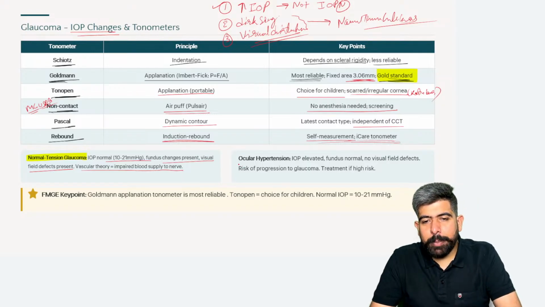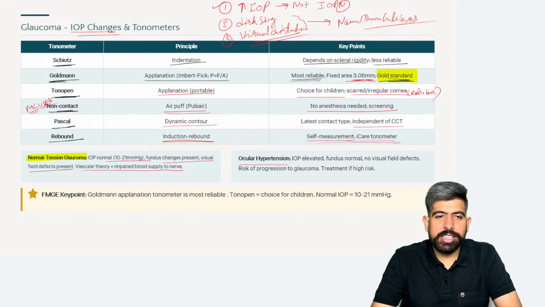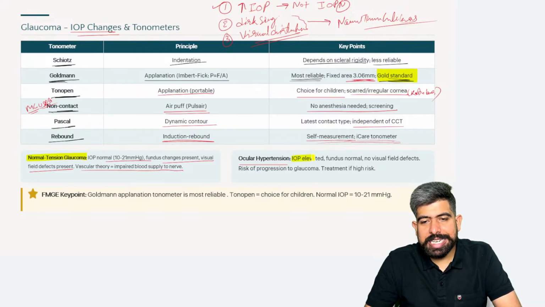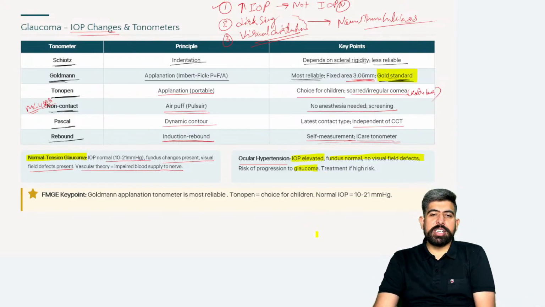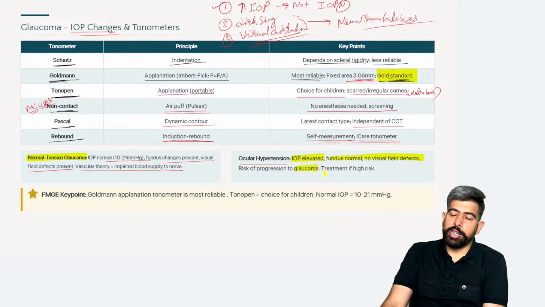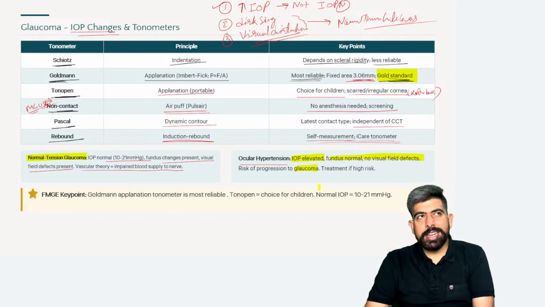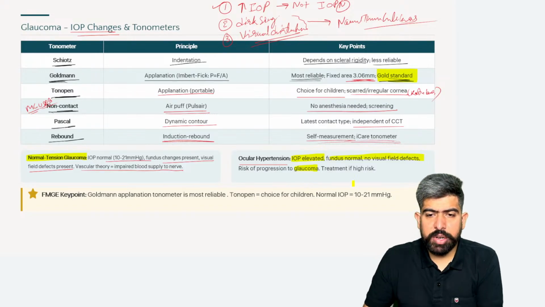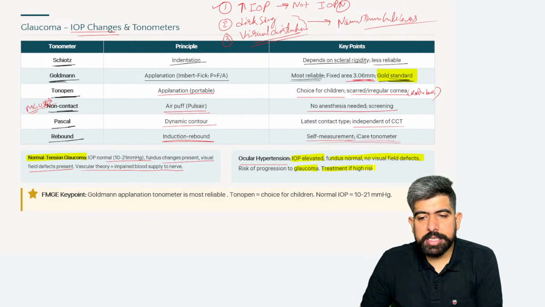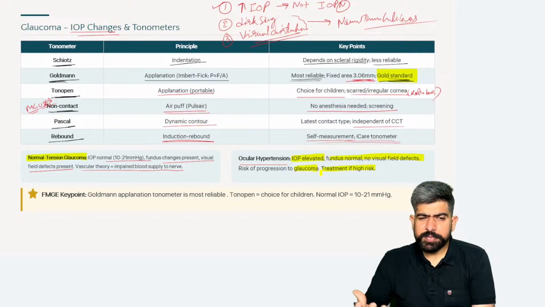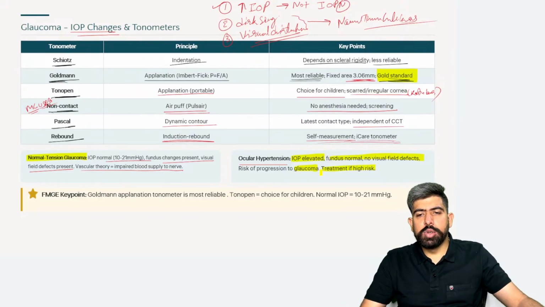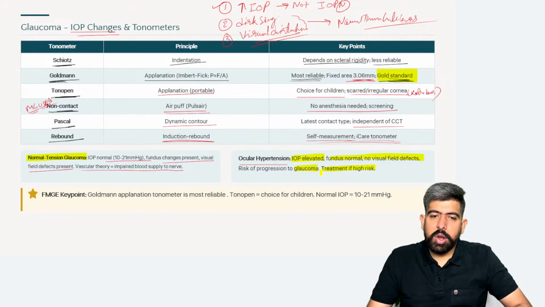The next is ocular hypertension. Please remember what will be happening in this condition. In this condition, the patient has increased IOP, but the fundus seems normal and there is no visual defect. Yes, the patient is at risk of progression to glaucoma. If the IOP remains increased, it can lead to fundus changes and visual field defects can come. So the treatment is, if the patient is at high risk of glaucoma, with the high risk factors we already talked about, we should treat this ocular hypertension.